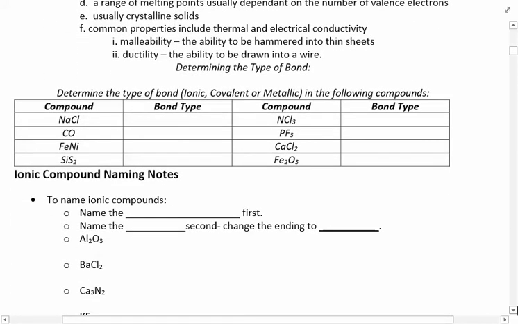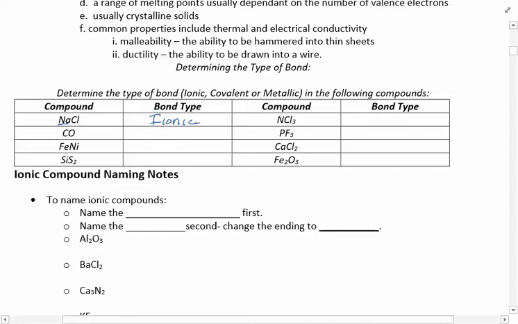So first thing here, we're classifying as the different types: ionic, covalent, or metallic. So why don't you take a moment to try this? What we're doing is we're taking a look at what we have. So we have Na, which is a metal, and Cl, which is a nonmetal, indicating this is ionic.